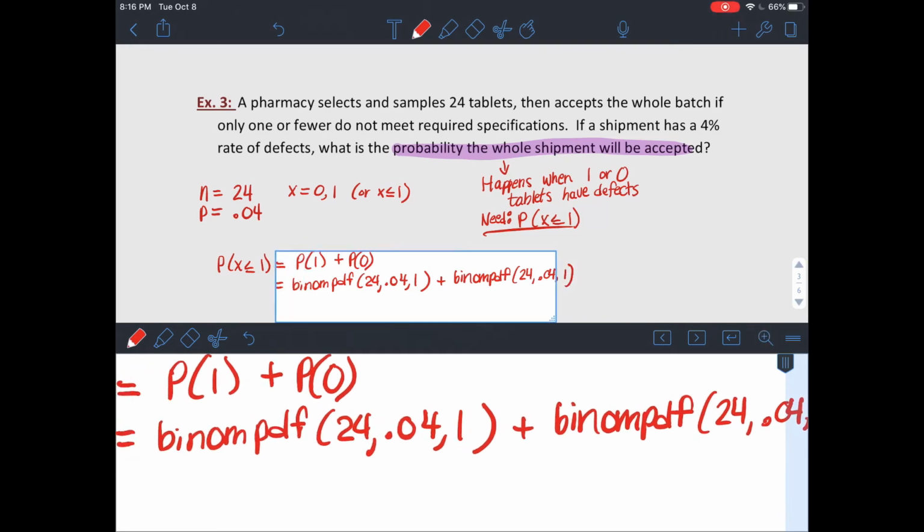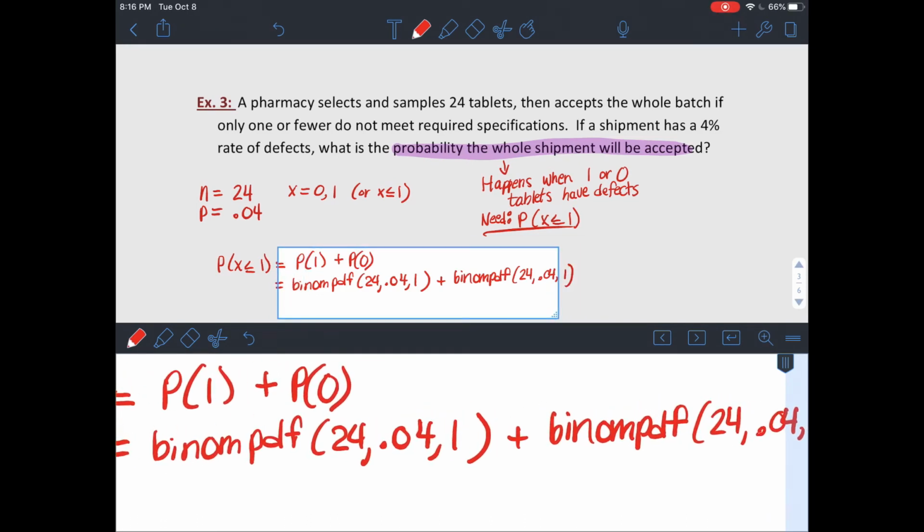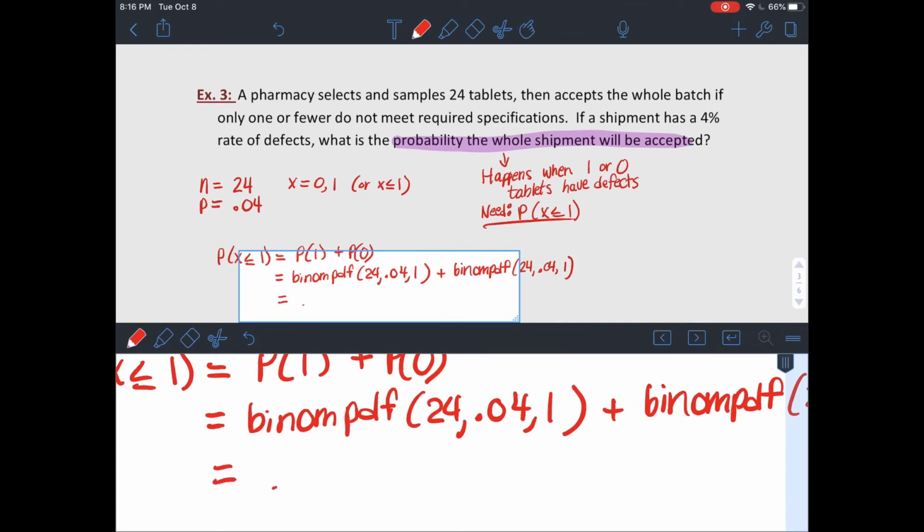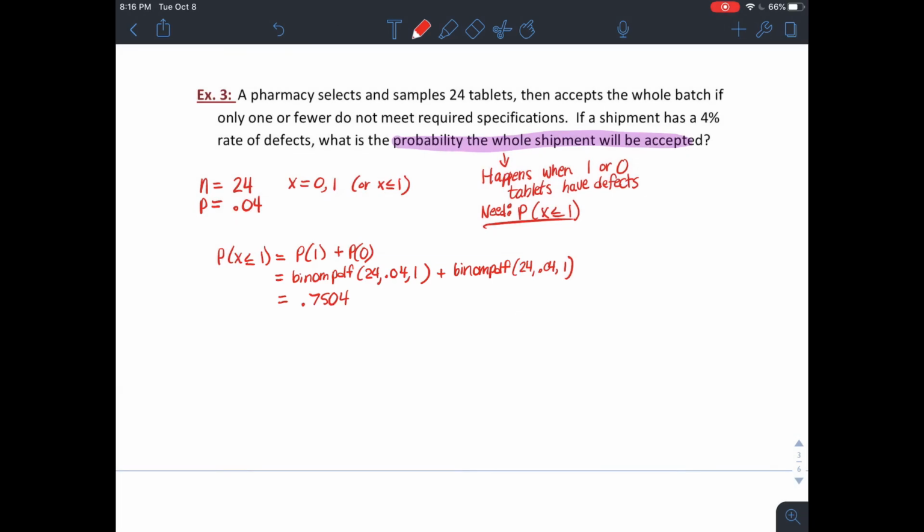You can type this all in one line in your graphing calculator if you want to, or you can do like equals on one and then use answer and then plus and then do the next one. We get a 75% probability.